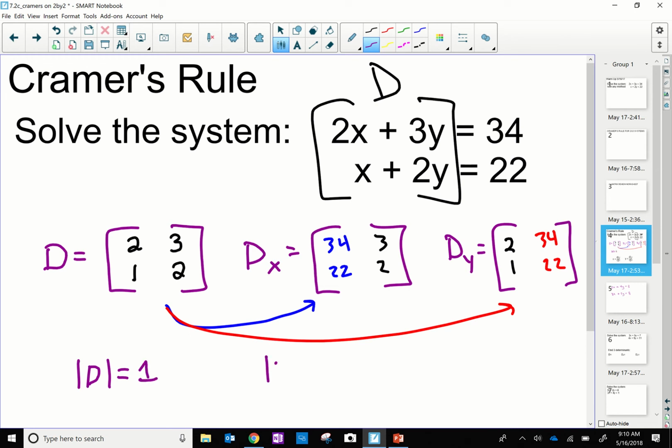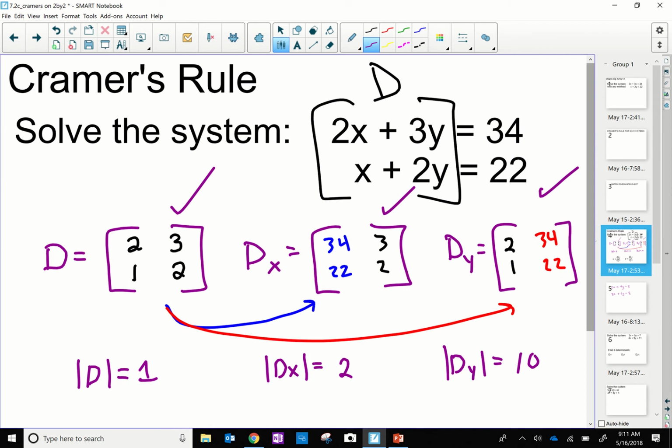And then I want the determinant of the X matrix. So that's going to be 34 times 2 minus 22 times 3. So 34 times 2 is 68 minus 66. So that's going to be 2. And then the determinant of the dy matrix would be 44 minus 34. So that's 10.